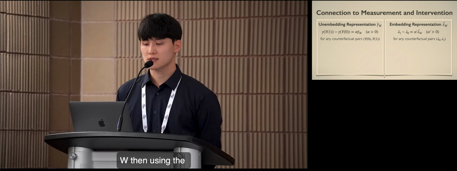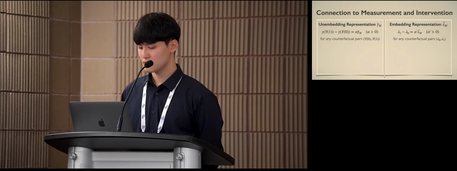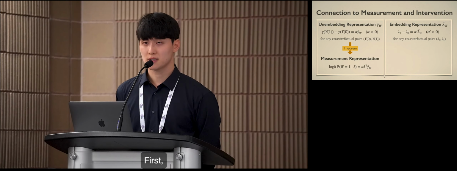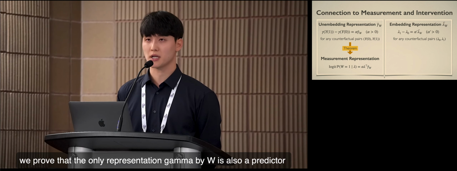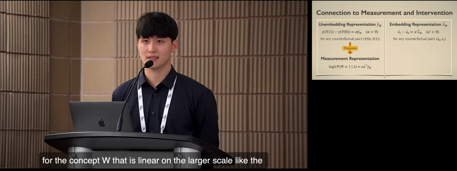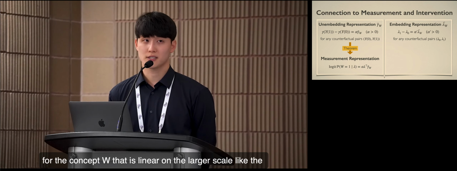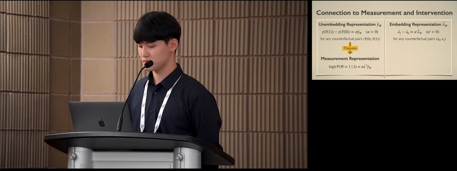Then, using the softmax structure, we connect them to measurement and intervention. First, we prove that the unembedding representation gamma bar w is also a predictor for the concept w that is linear on the logit scale, like the linear representation learned by fitting a linear probe.